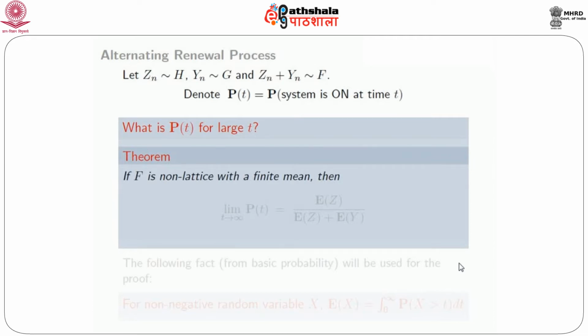If F is non-lattice with a finite mean, then the limit as t goes to infinity of P(t) is E[Z] divided by E[Z] plus E[Y], where of course we use Z as the generic name for the Zn sequence and Y as the generic name for the Yn sequence.